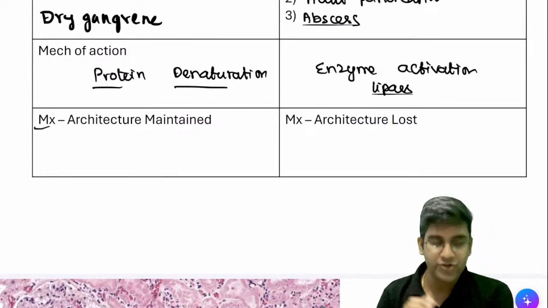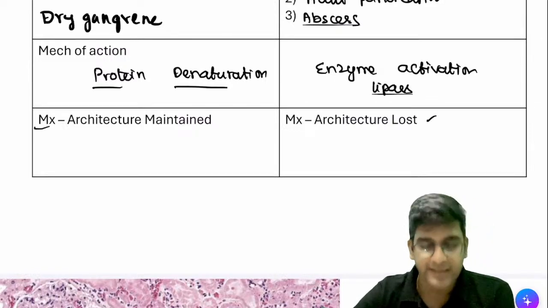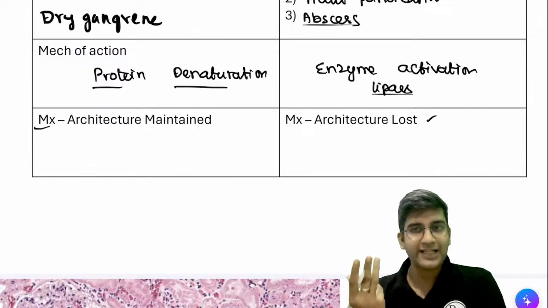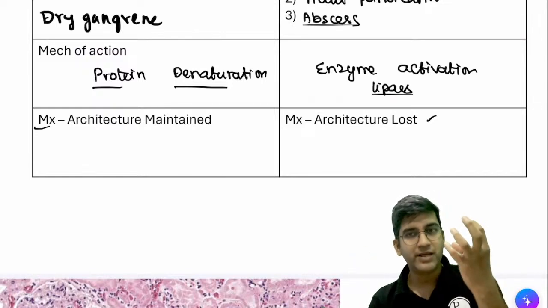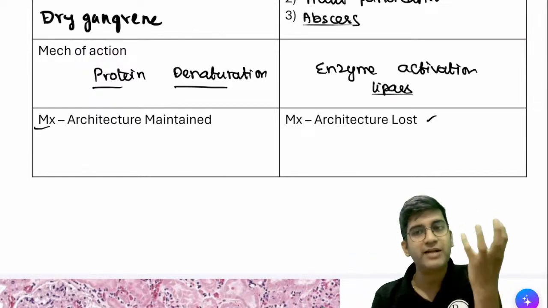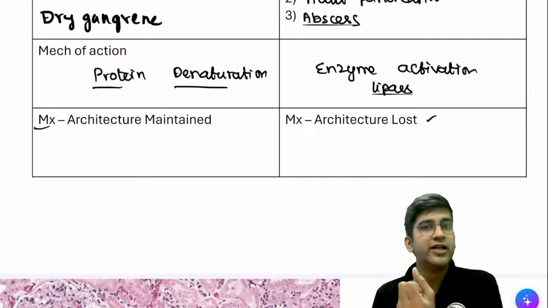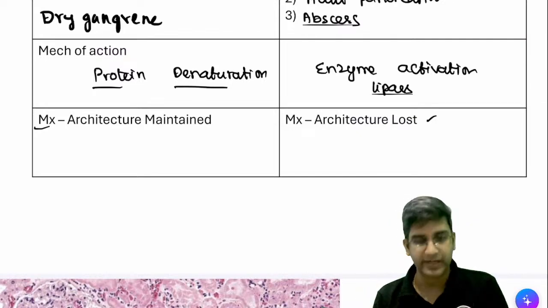Microscopy of coagulative necrosis: the architecture will be maintained, and here the architecture will be lost. Why is architecture lost? Brain is becoming liquid. Obviously, brain is not brain. It's completely been destroyed. It's been lost. That's why in microscopy, I won't have architecture, right?